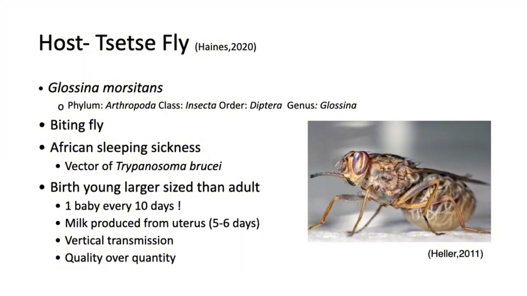This was very cool because I did not know that a fly would be able to produce milk, something similar to what we mammals do. And this is what we call vertical transmission, as the mother gives birth to its young and transmits its symbionts, its microbes, to its young through this milk production.